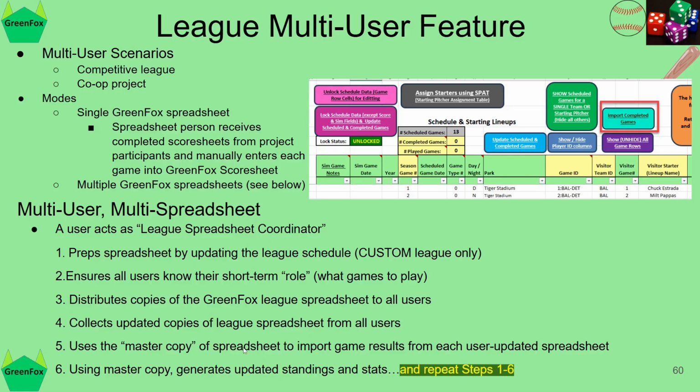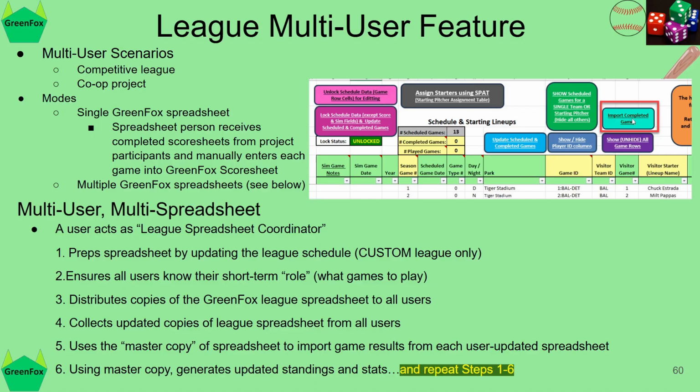and that person would import the results of those other spreadsheets into what I'm going to call the master copy. And that is done using the schedule sheet. You can see here on the screenshot I've highlighted this import completed games button. What would happen is if I were the coordinator and somebody sent me a spreadsheet, I'd open that spreadsheet up in the background, kind of like when you're creating your league with the historical Retrosheet data. But have that spreadsheet open in the background, then I have my league open.